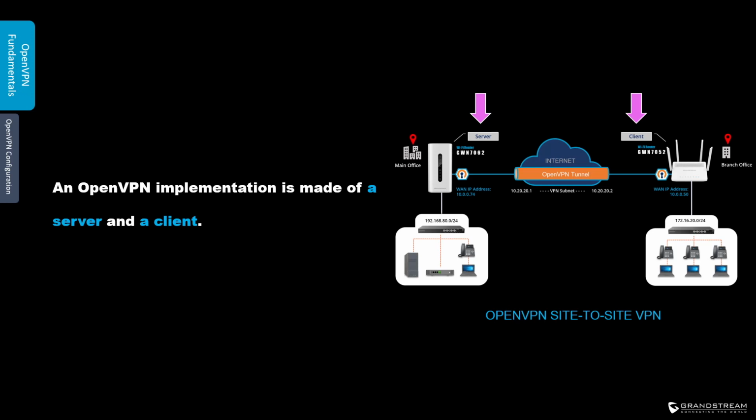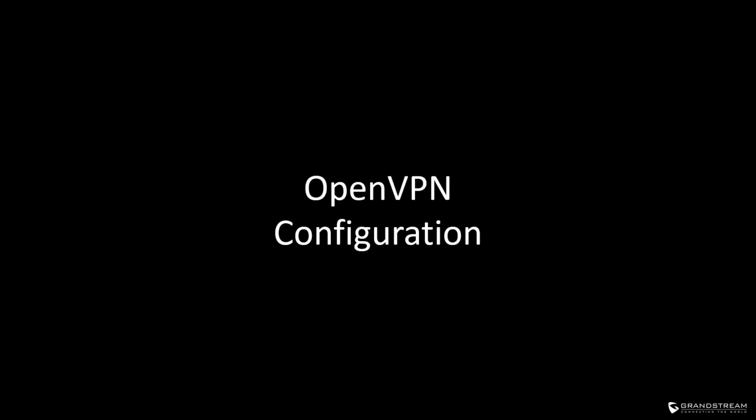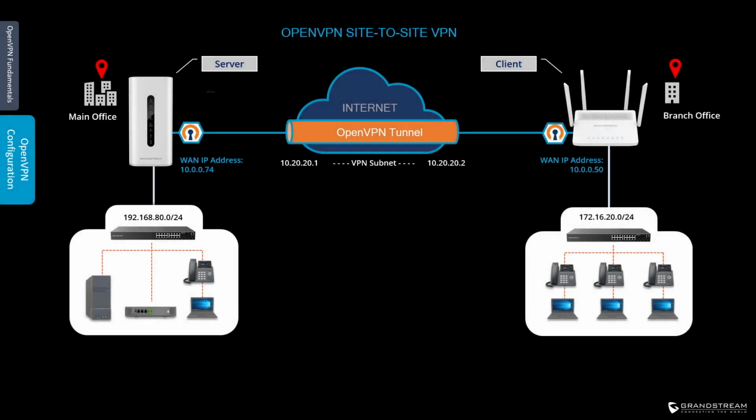An OpenVPN implementation is made of a server and a client. In our implementation of site-to-site VPN shown here, the router in the main office will act as the server and the branch office router as the client. In this chapter, we will guide you through the process of configuring OpenVPN to establish a secure and reliable connection between a main office and a branch site.